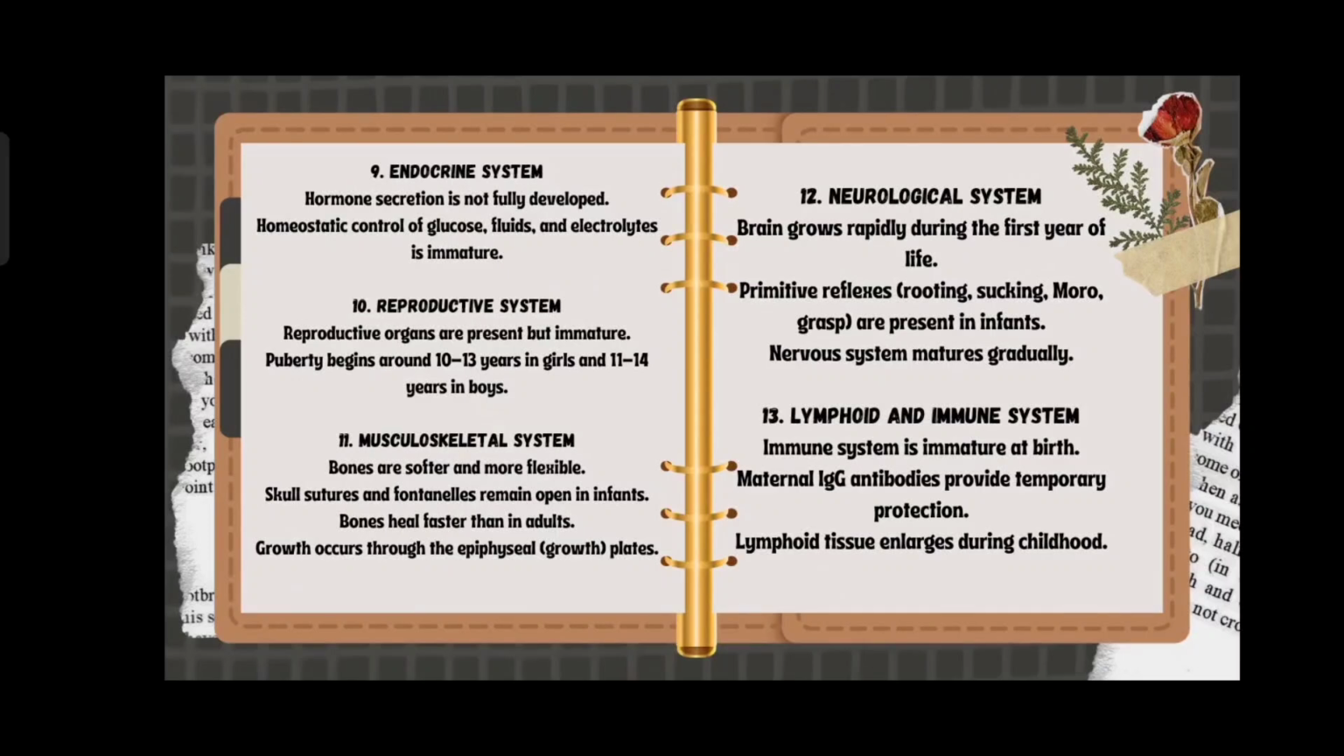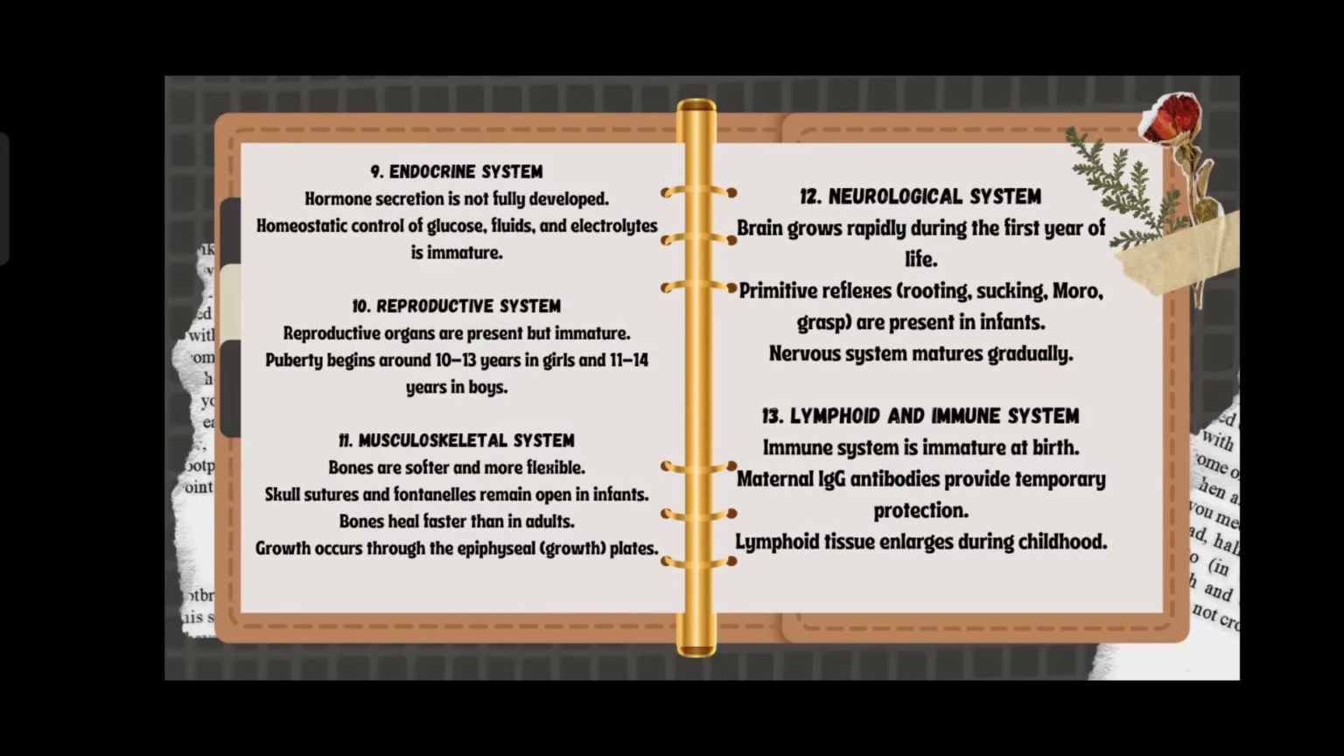Then next is the endocrine system. Endocrine system means their hormone secretions are not fully developed, and the homeostatic control of glucose, fluids and electrolytes is immature. Then the next one is the reproductive system. The reproductive organs are present but they are immature. Puberty begins around 10 to 13 years in girls, and in boys it is from 11 to 14 years.